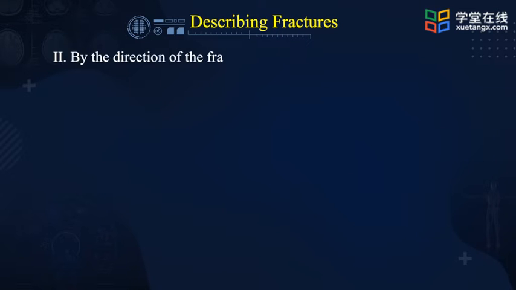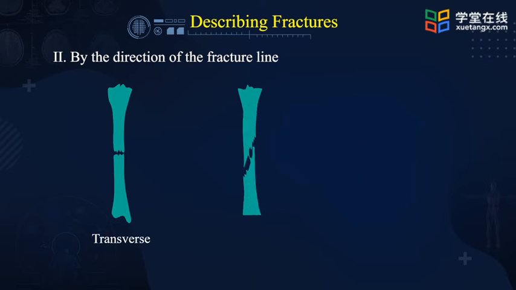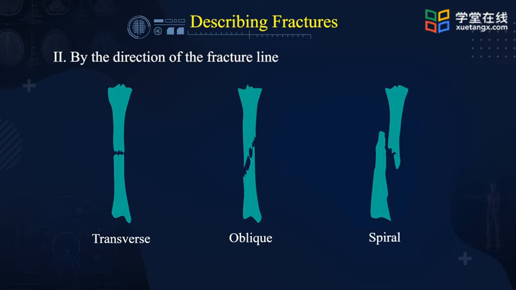By the direction of the fracture line, fractures can be described as transverse, oblique, and spiral fracture, like the diagram shown here. When the fracture line is perpendicular to the long axis of the bone, it is called a transverse fracture. When the break is at an angle through the bone, it is an oblique fracture. Spiral fractures are usually caused by twisting or torsion injuries.